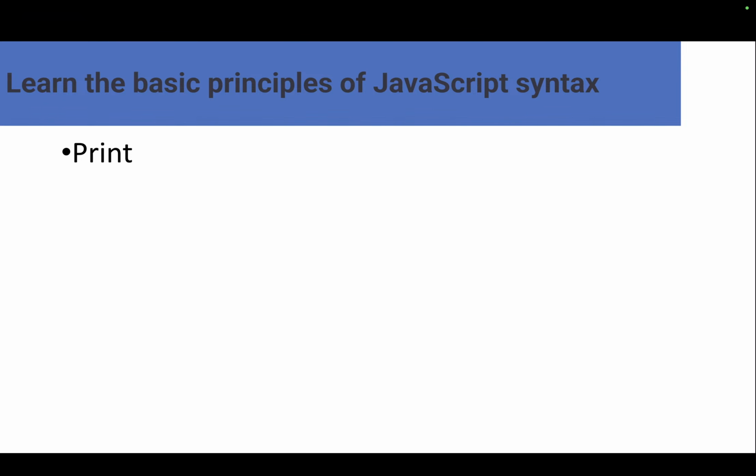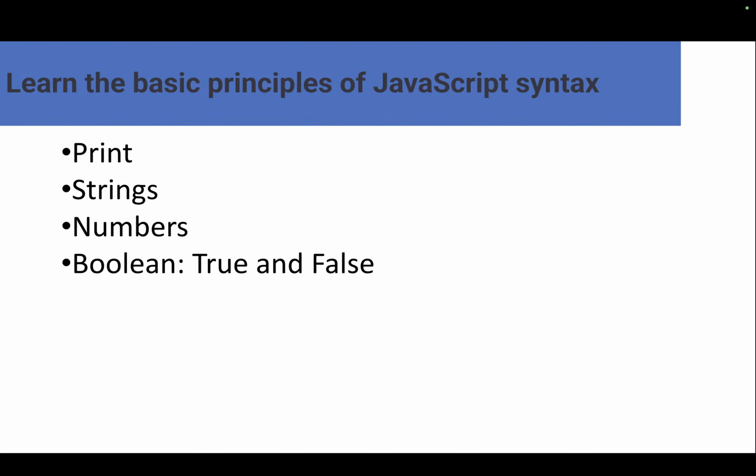All programming languages also work with data, and primarily this data can be a string, a number, or a boolean. A string is mainly a group of characters, A B C D, or text. A number is mainly 0 to 9. A boolean is true and false. So all programming languages in the world basically work with these three main data types: string, number and boolean.